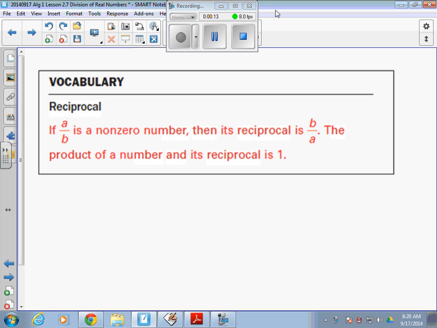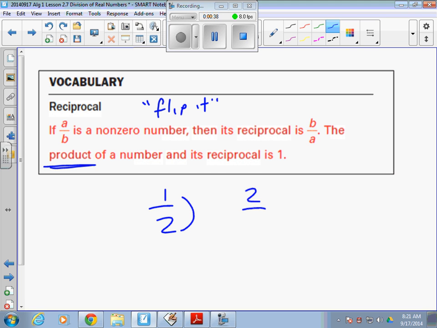First thing's the definition of what a reciprocal is. It says if A over B is a non-zero number, that just means if it doesn't have zero in it, then its reciprocal is B over A. The product of a number and its reciprocal, that means when you multiply a number and its reciprocal, you get 1. Okay, reciprocal is a fancy word that means flip it. So if you're talking about the reciprocal of 1 over 2, when you flip it, it becomes 2 over 1.